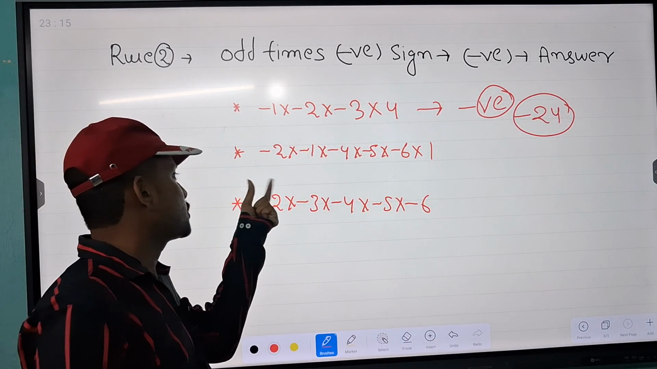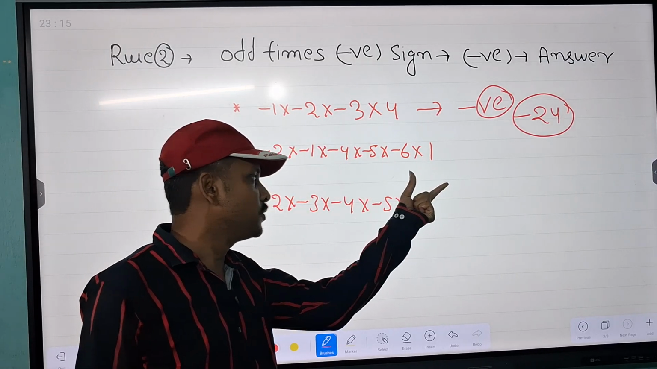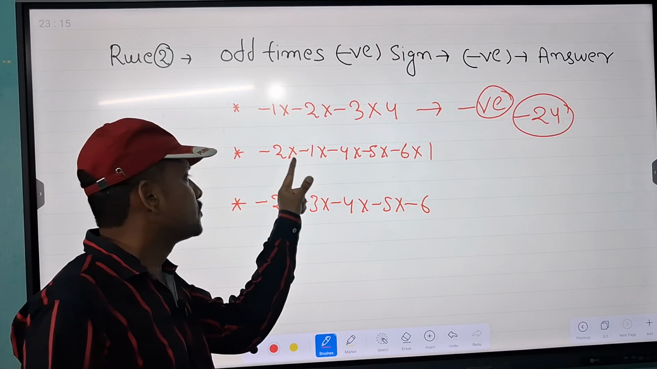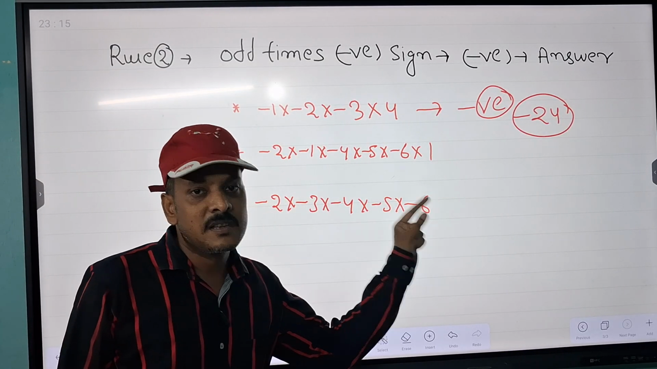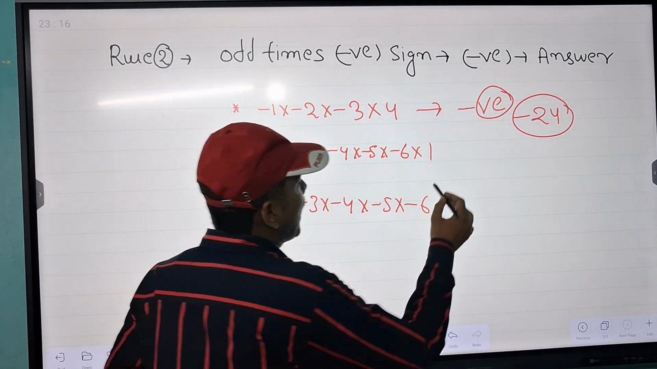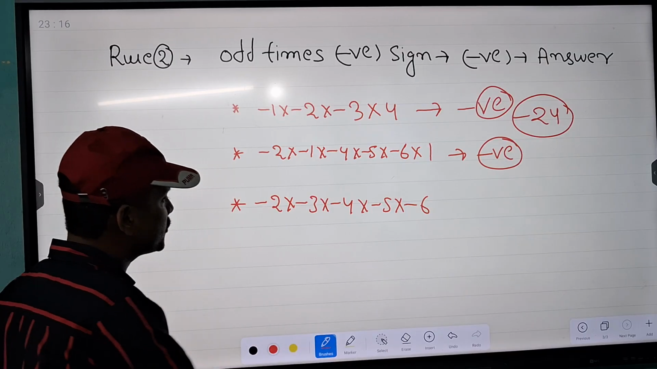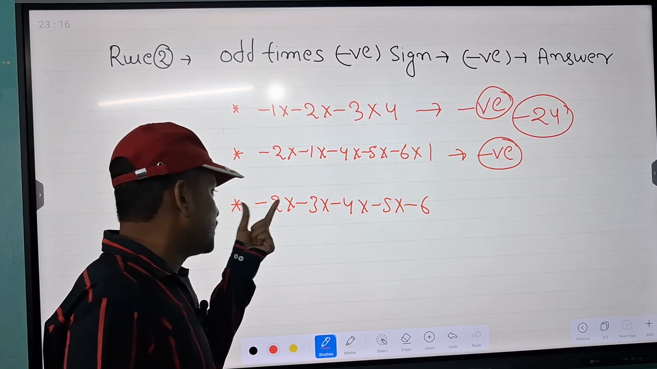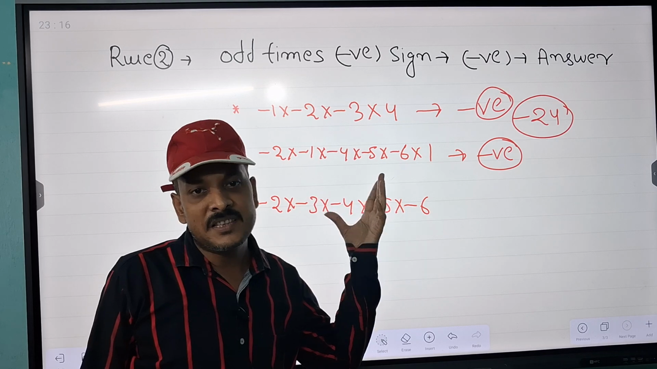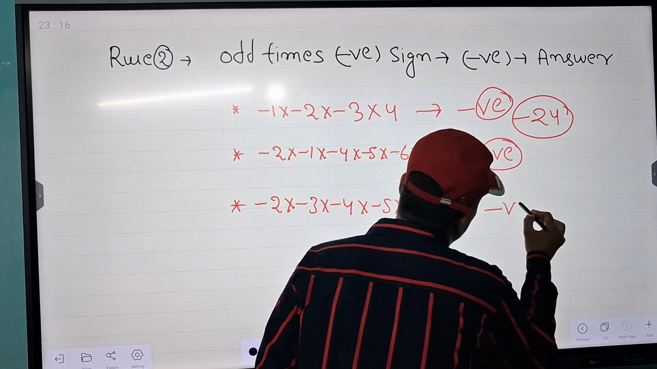The second question is minus 2 into minus 1 into minus 4 into minus 5 into minus 6 into 1. You have to count the negative signs: 1, 2, 3, 4, 5 times. That means the number of negative signs is odd, so the answer is negative. And in the next question, 1, 2, 3, 4, 5 times. If the number of negative signs is 5, that means odd, the answer is also negative.